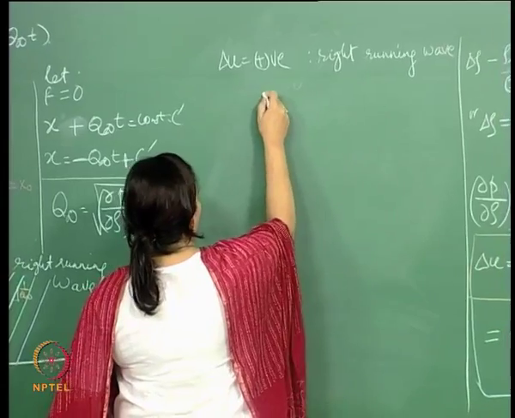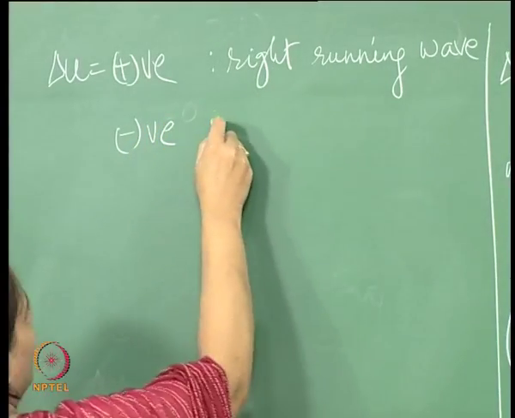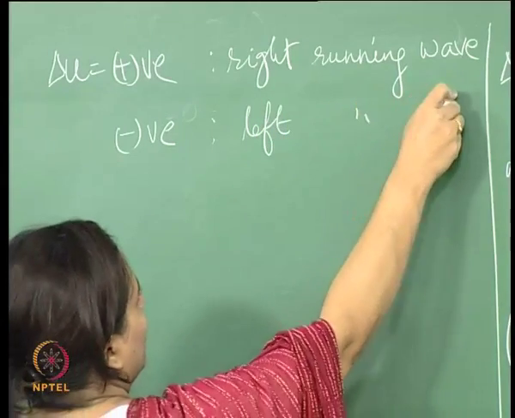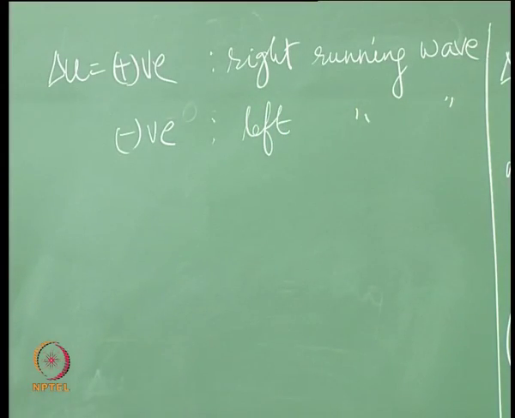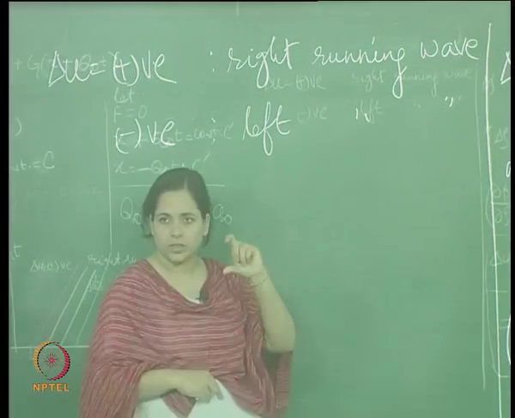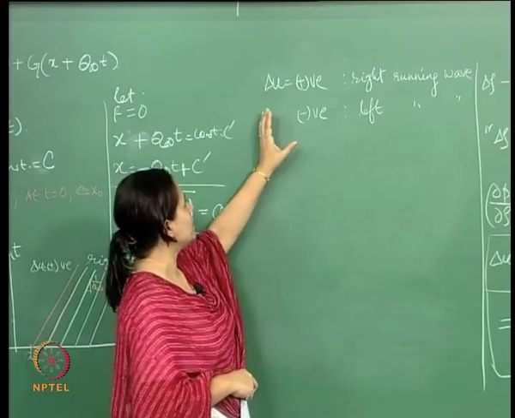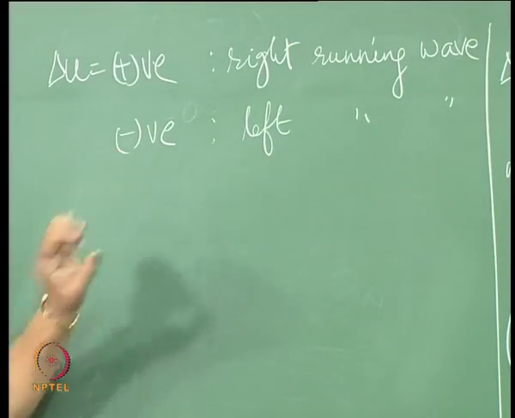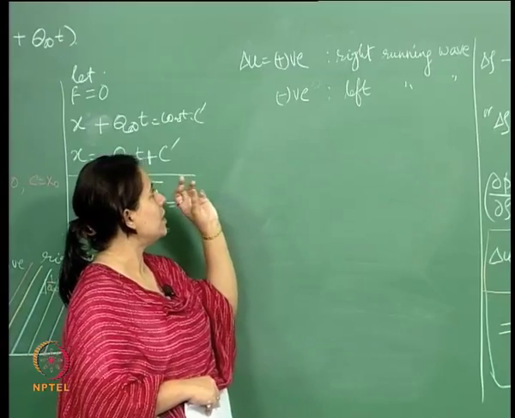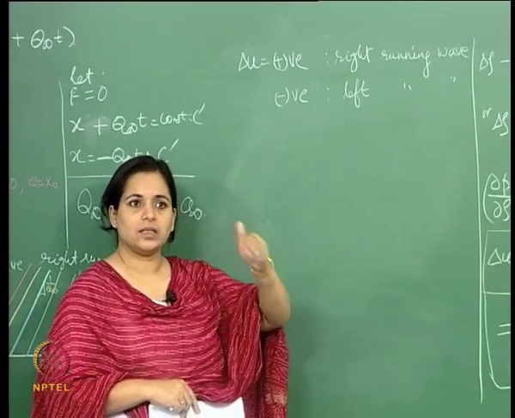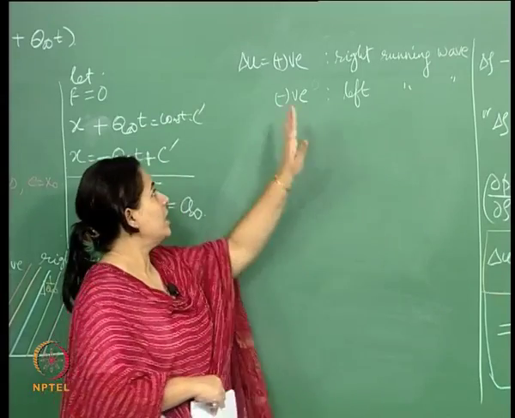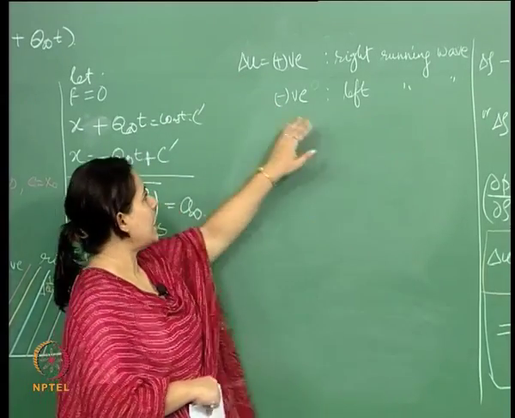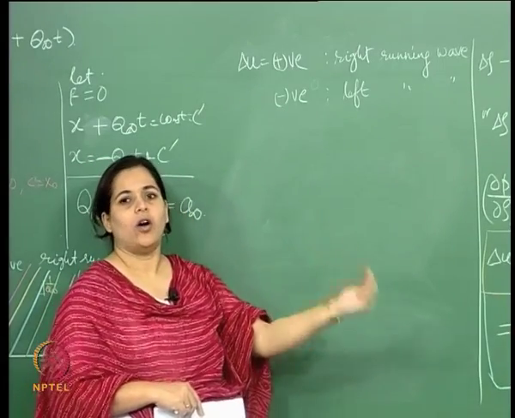Okay. And if this is negative, then it is a left running wave. So, essentially what we are saying is that delta u is the perturbation. Therefore, when it is a right running wave, if this is positive, it essentially means that the perturbation is in the direction of the wave. Delta u is in the direction of the wave, and if it is negative, it essentially means the direction is opposite to the wave.